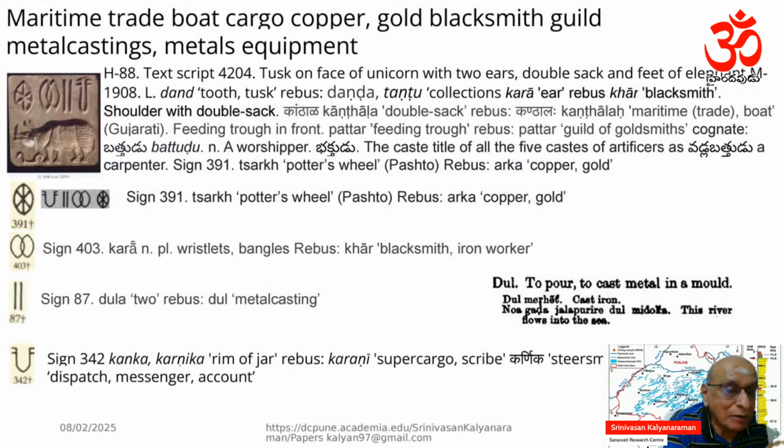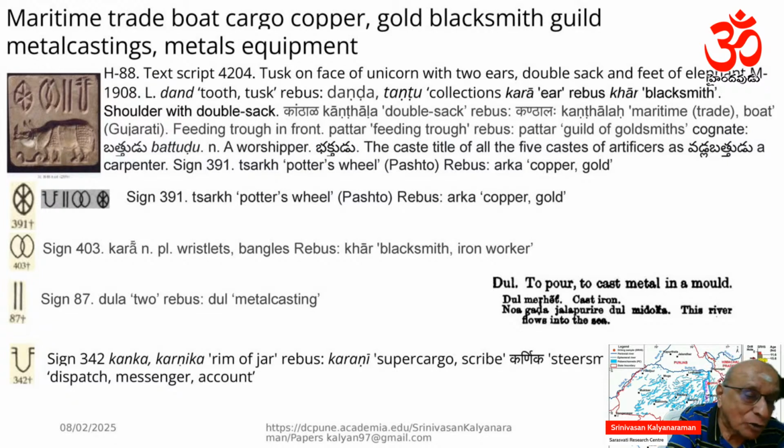There is a spoked wheel. Clearly, the spoked wheel is there as one of the four signs. Sign 391, in Pashto, tark means a potter's wheel. A similar sounding word is arka, copper, gold. Arkashala is a goldsmith workshop. The next sign is something like two bangles joined together. Kara means wristlet, bangle. A similar sounding word is kar, blacksmith or iron worker.